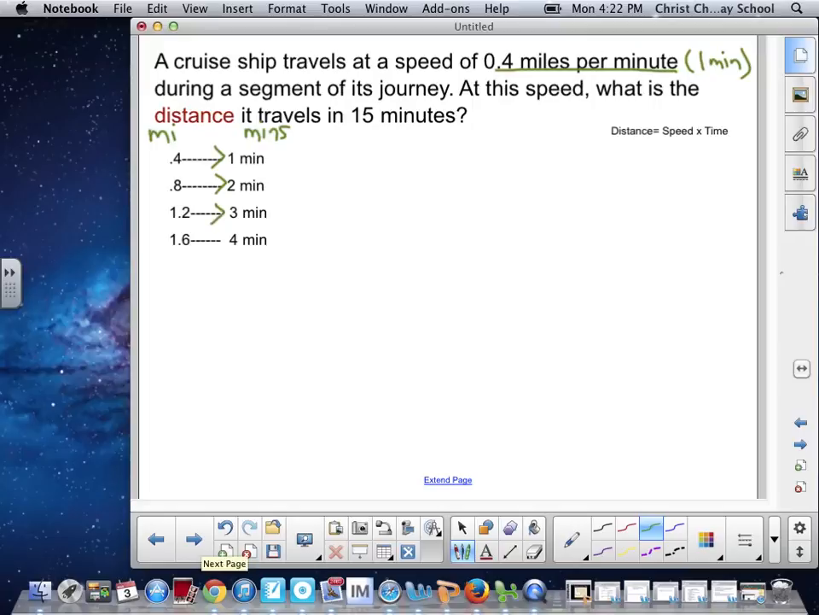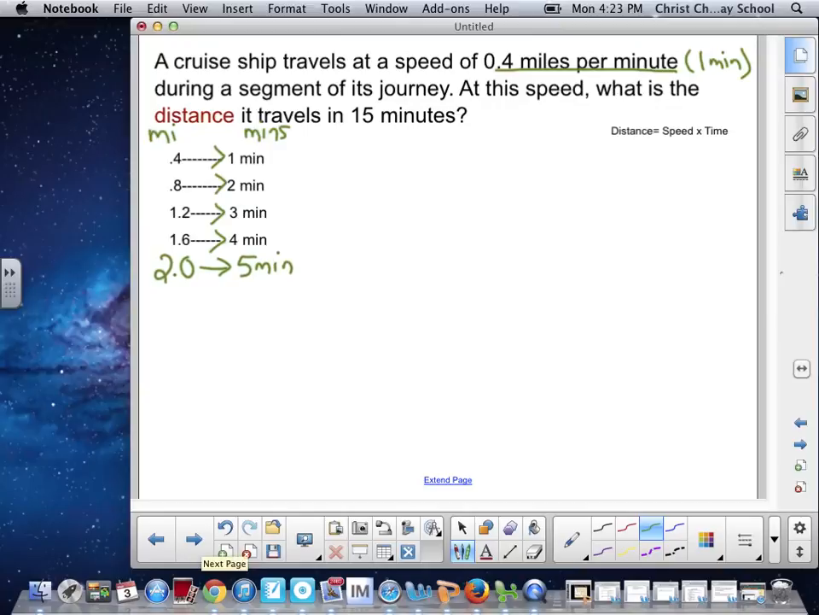And I'm going to add another 0.4 to 1.2, and I'm going to get 1.6. It will take me 4 minutes to go 1.6 miles. And I can keep going. I can add another 0.4 to 1.6, and I'm going to get 2.0 miles in 5 minutes.